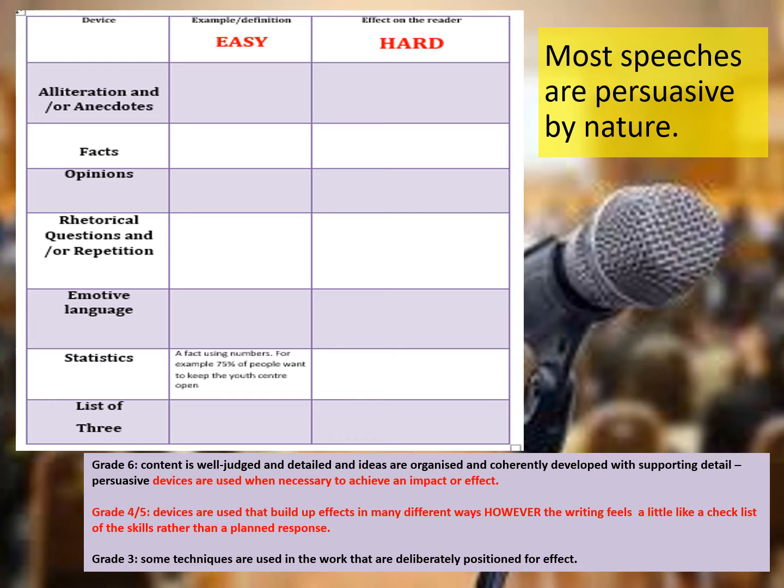Things like facts and opinions kind of come second nature to most students. They don't really need to consider how they're going to use them. But the more advanced techniques like statistics, list of three or magic three, and anecdotes might need a bit of further thought. Use this screen as a revision screen. Do you remember what each of those techniques are? And equally, can you think how they might be used to have an effect on the reader?